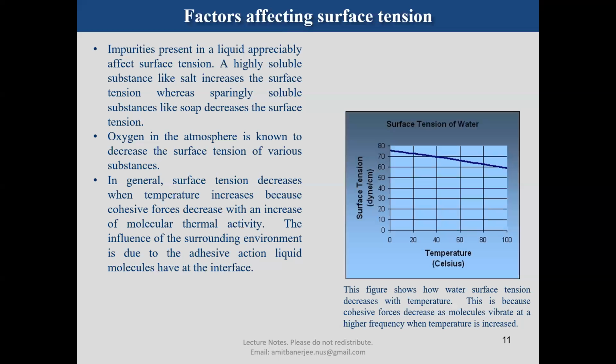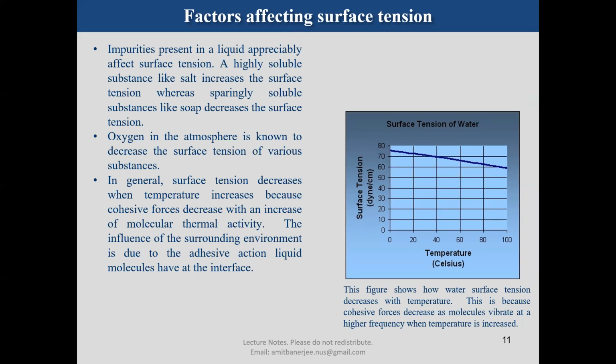The factors that affect surface tension are impurities, because they change the surface tension a lot. A highly soluble substance like salt increases the surface tension, whereas less soluble substances like soap decrease the surface tension. Oxygen in the atmosphere is known to decrease the surface tension of various substances.